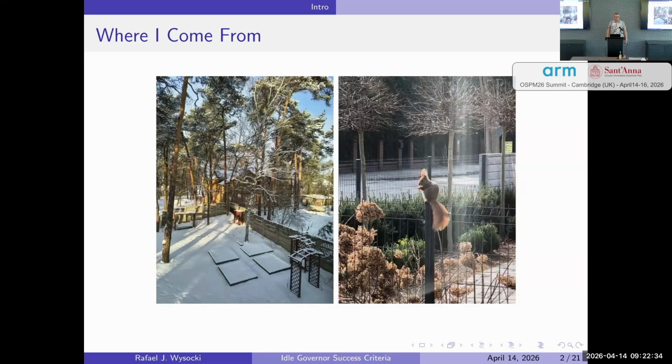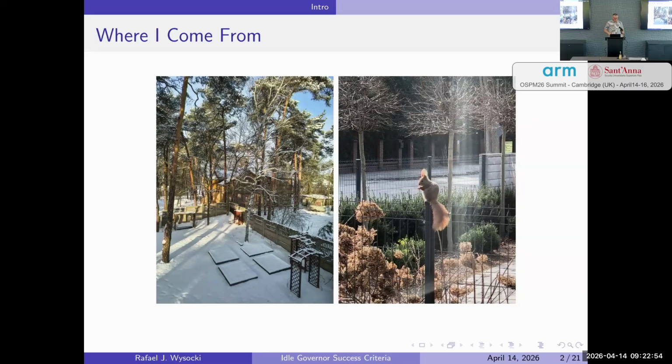So interestingly enough, my first Linux conference was a kernel summit in Cambridge in 2007. So yes, I've been here. I was here almost 20 years ago, and it looked different.